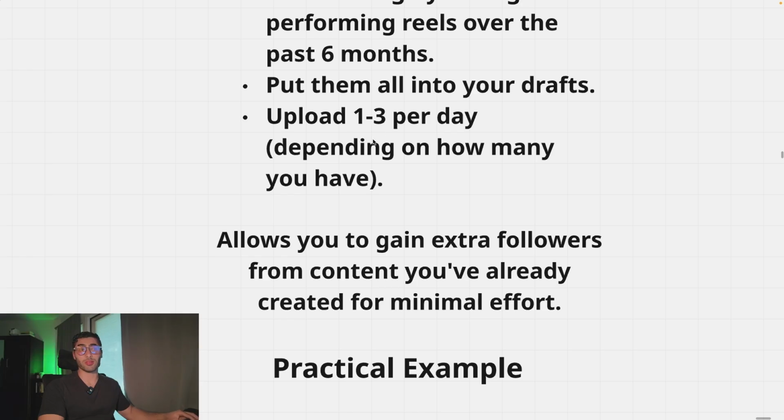So if you have 1 to 3 of these running on the back end on a daily basis, and let's just say you're uploading 2 reels a day regularly, if you also get 2 trial reels a day from content you've already created running in the back end, it's the equivalent of posting 4 reels per day rather than 2 reels per day. So instead of getting the amount of reach and followers you'd get from 2 reels, you're getting the amount of reach and followers from 4 reels instead, okay? So yeah, hopefully that makes sense to you guys.